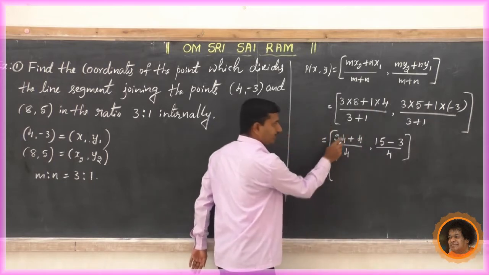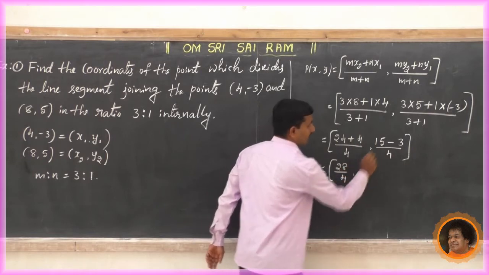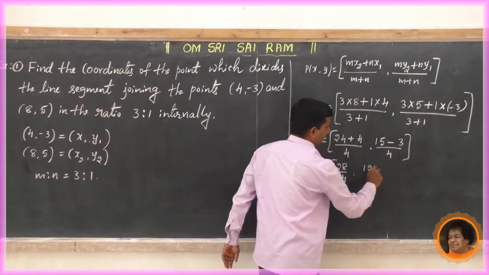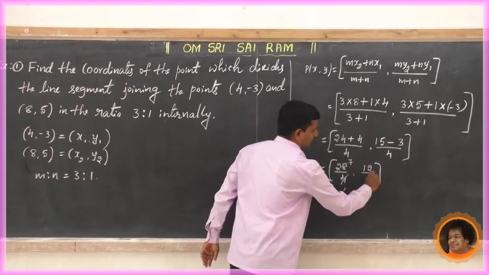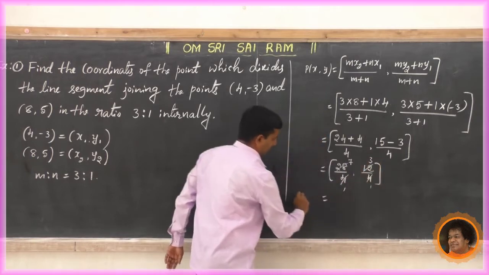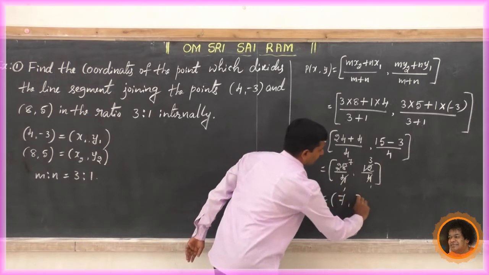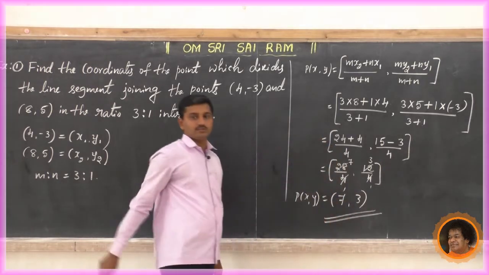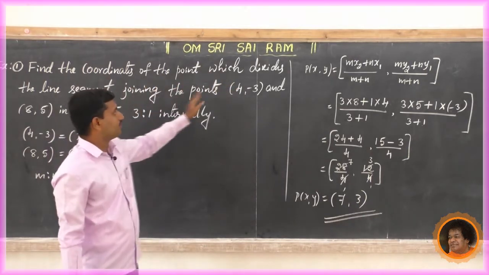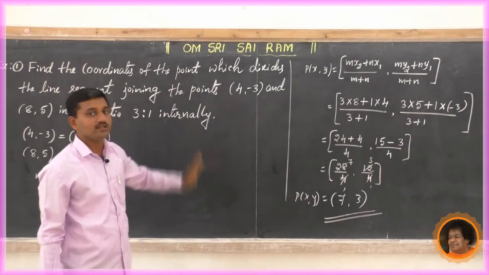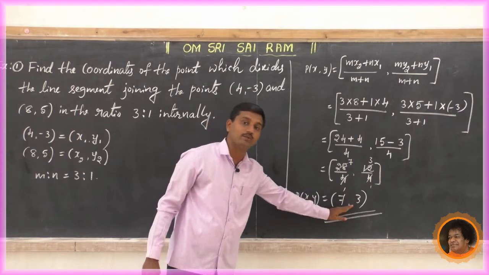So equal to 24 plus 4, 28 divided by 4. 15 minus 3, 12 divided by 4. Now divide. 4 ones are 4, 4 sevens are 28, 4 threes are 12. So therefore the coordinates of the point P(x, y) is 7, 3. So what is the question given? Find the coordinates of the point which divides the line segment joining the two coordinates (x1, y1) and (x2, y2). So the coordinates of that point P(x, y) is 7, 3.